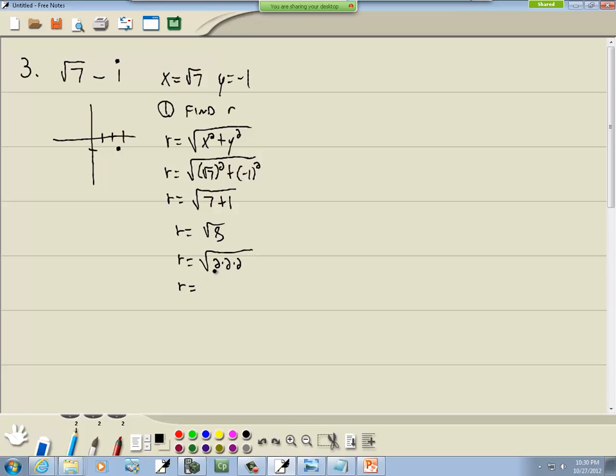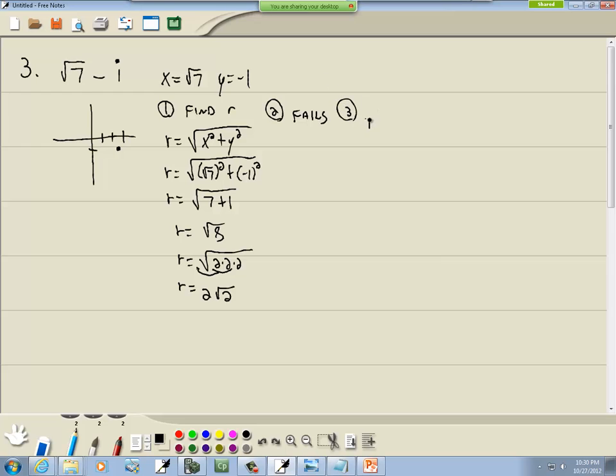Remember, we're looking for a pair of somethings. Here's a pair of 2s, so they're going to come out in front as a single 2, and we're left with one 2 inside. Now, there's no square root of 7 on our unit circle. I could try it, but it fails. So then we go to step 3.